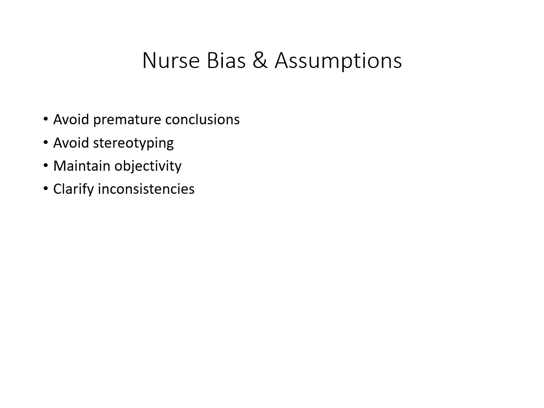This slide focuses on something that can quietly interfere with accurate assessment: our own thinking. We all have bias and assumptions, which we know can distort clinical judgment, and it often happens without us realizing it. As professional nurses, we really must practice self-awareness alongside our assessment skills. You want to avoid any premature conclusions, and these can happen when we decide too quickly what the problem is.